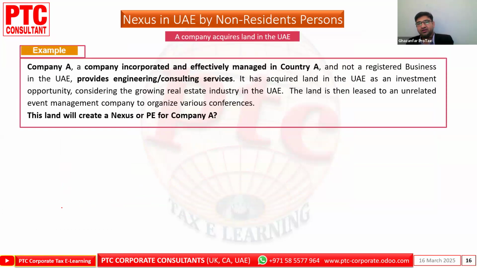Company A acquired land in UAE. Company A is incorporated and effectively managed in country A, outside UAE. Not a registered business in UAE. It provides engineering and consulting services. What is the SIGA? What is the main business? Core income generating activity: consulting services. But what it purchased is land, acquired in UAE as an investment opportunity, considering this is the growth real estate industry in UAE. The land is then leased to an unrelated event management company to organize their various conferences. Will this land create a nexus or PE?